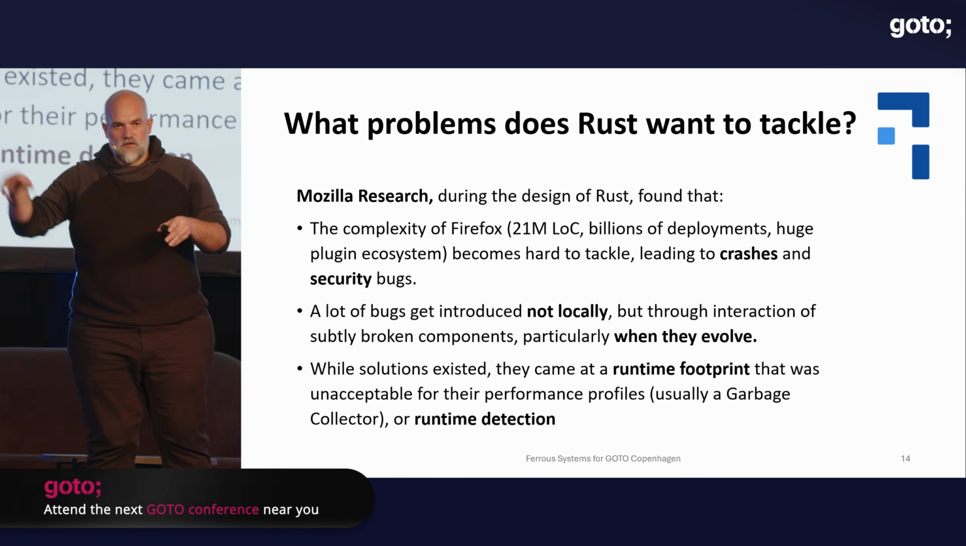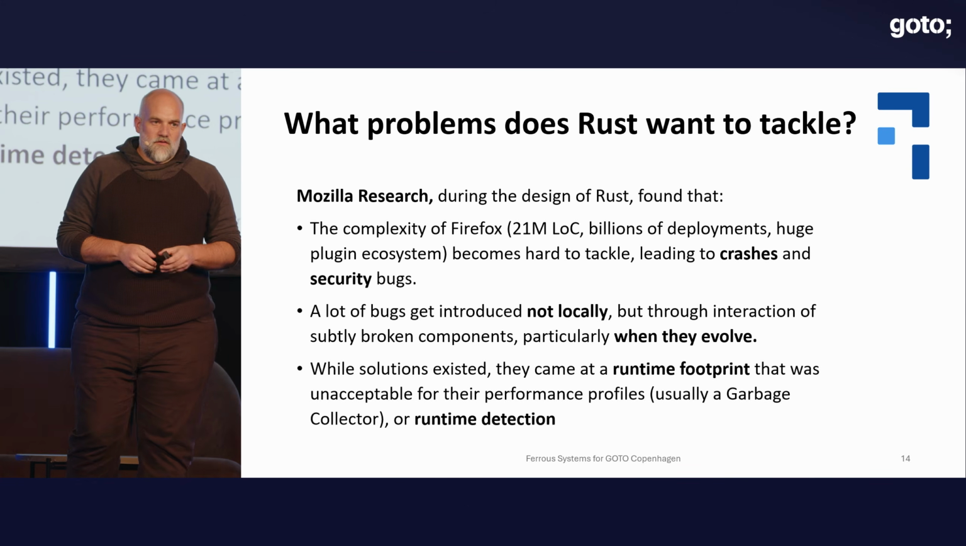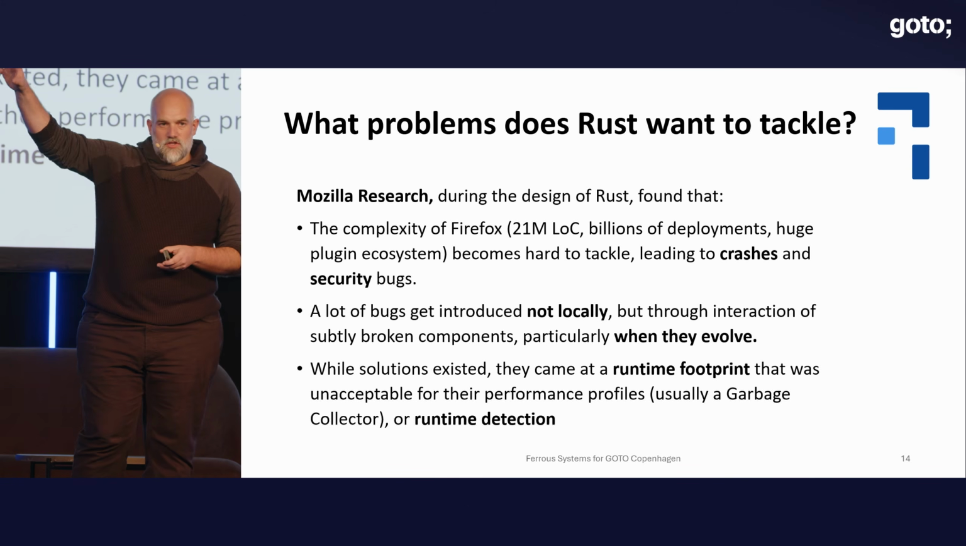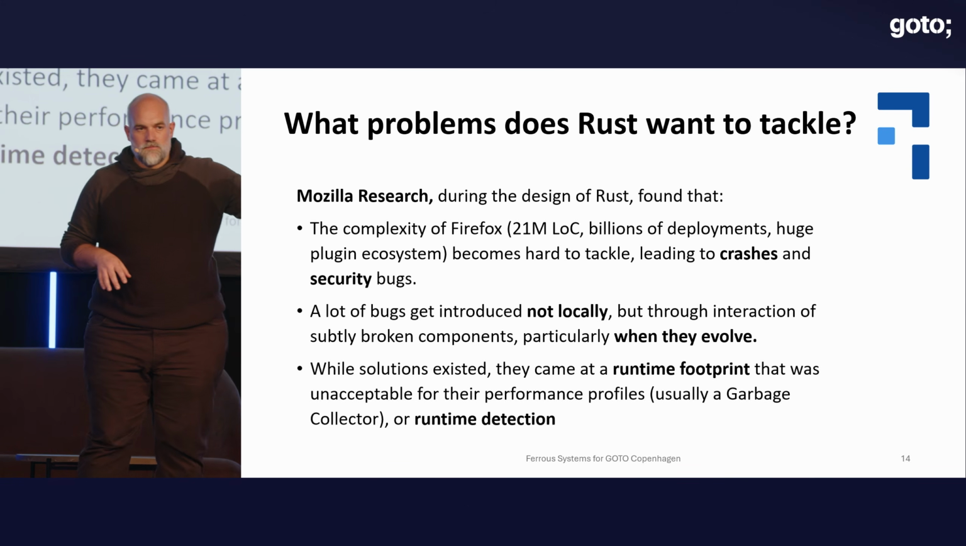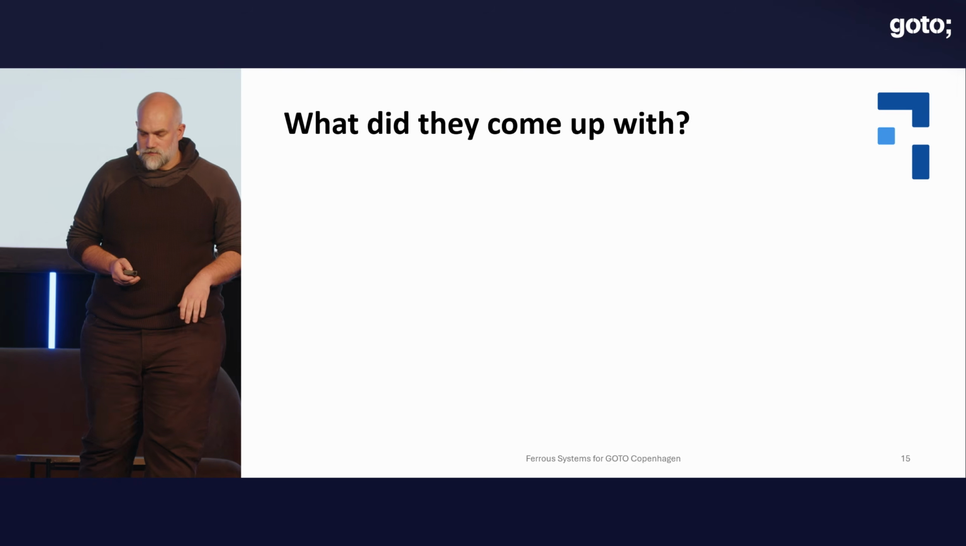So this one gets evolved, this one gets evolved. Accidentally, you introduce a bug. This is often called action at distance. You change something over here, and it breaks over there. It was an explicit design goal of the Rust language to tackle these.